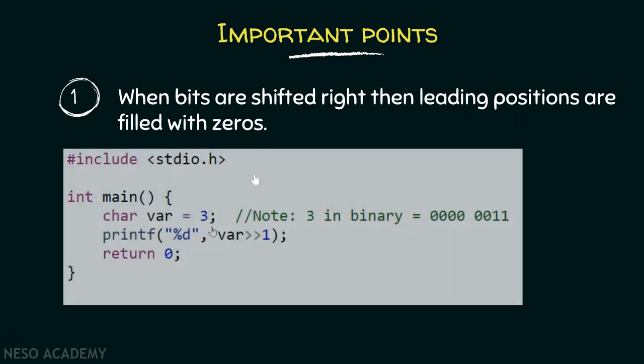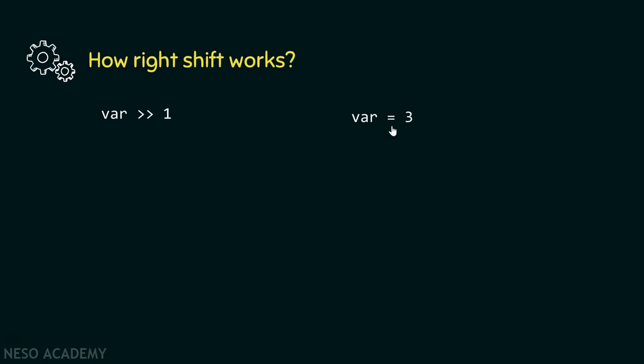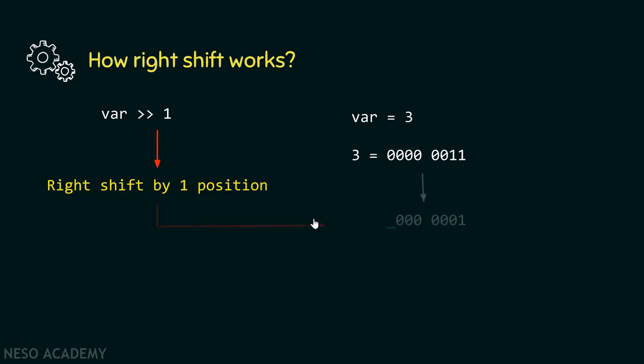For example, we are trying to shift the bits of this value towards the right by one position. Now let's try to understand how right shift works in this case. We know the content of this variable is 3 and the binary representation of this value is 0000 0011. Now we know that this particular value, which is 1, is the right operand which decides the number of places to shift the bits towards the right. Therefore, the final output is this one only.